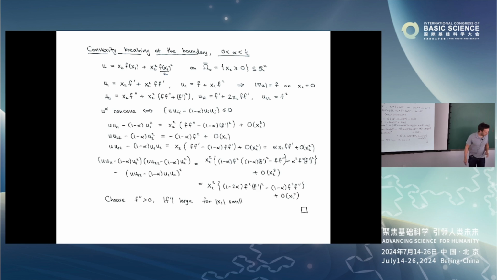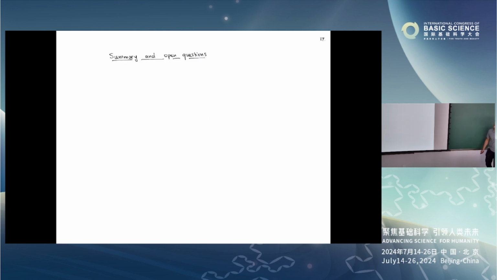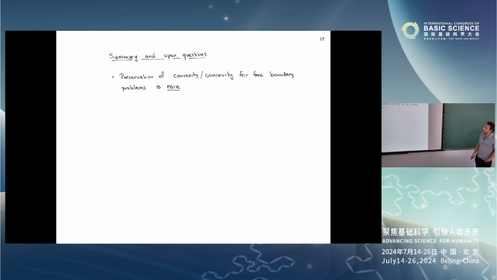And then this is my last slide. So what have we seen? Well, what we've seen is that in general, preservation of convexity and concavity for these free boundary problems that I've been talking about is fairly rare. And we saw an example of this with Daskalopoulos, Hamilton, and Lee. We don't see it in the Stefan problem. We're not seeing it in this quasi-static droplet problem.